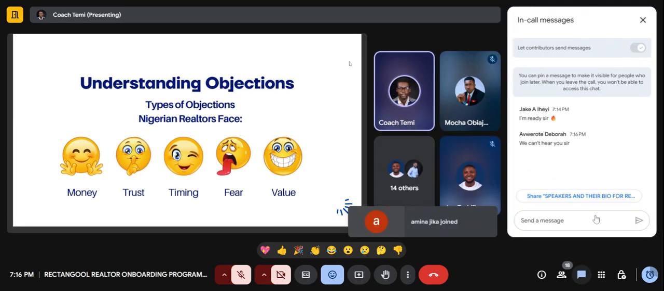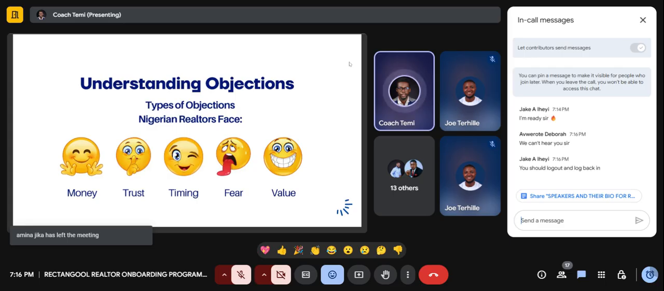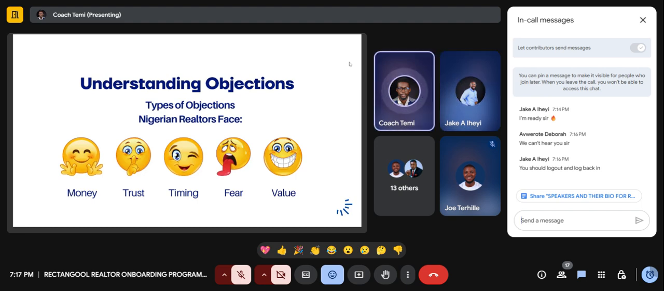What could be a trust objection when it comes to real estate? Can somebody help me? No, I want you to consider the category we are looking at. Money objection, we said it is too expensive. Trust objection. What could be a trust objection in a real estate niche? Someone said that he can't go to that area because he feels like there are too many bandits in that location. Okay, that's a trust objection.